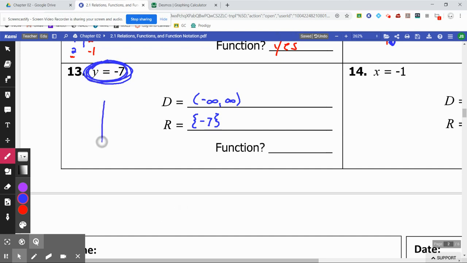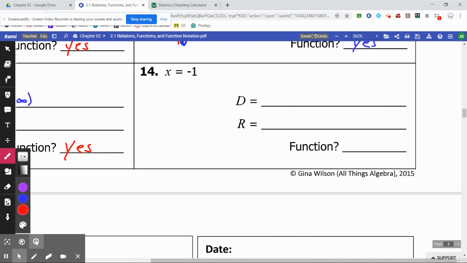So what would this graph look like? If you don't remember, let's draw this. If x is 1, y is -7. If x is 2, y is -7. If x is 0, y is -7. If x is -1, y is -7. This is a horizontal line. The y values on this line is only -7. However, the x values extend forever to the left and forever to the right. Is it a function? Check with vertical lines. And yes, this would be a function.